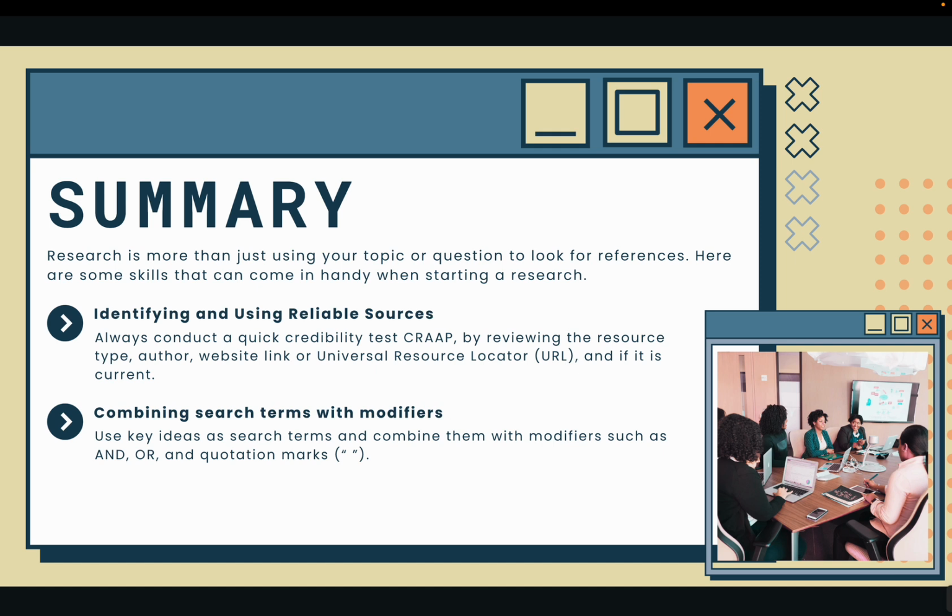And second, to combine search terms with modifiers. Use key ideas as search terms and combine them with modifiers such as and, or, and quotation marks.